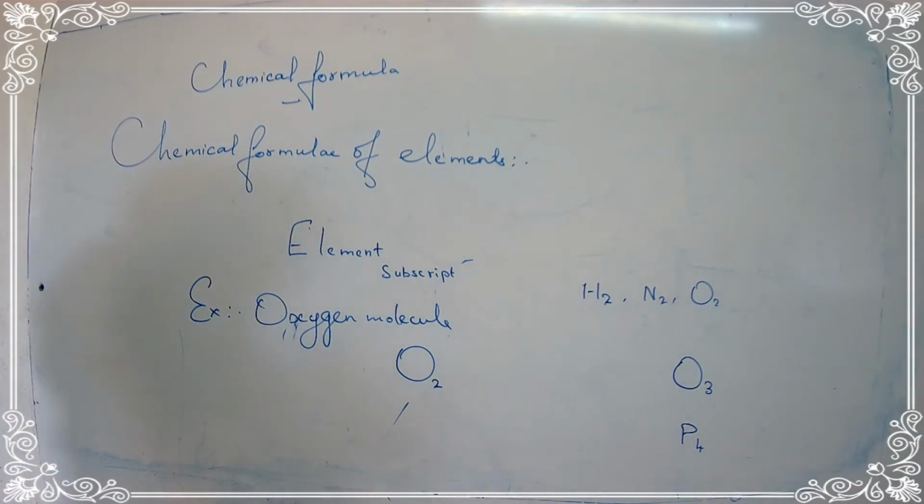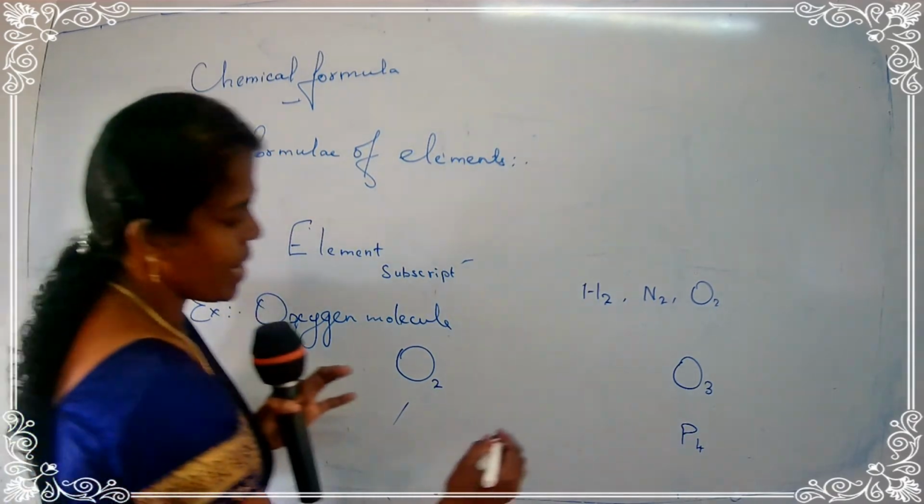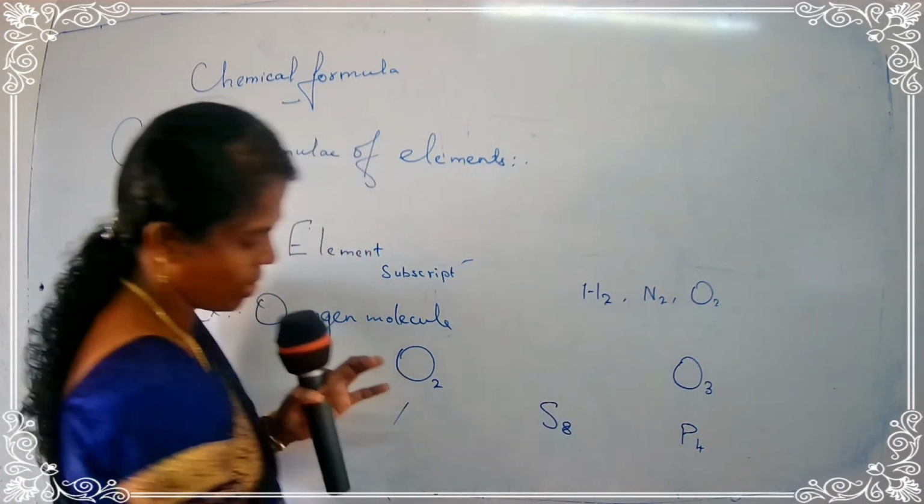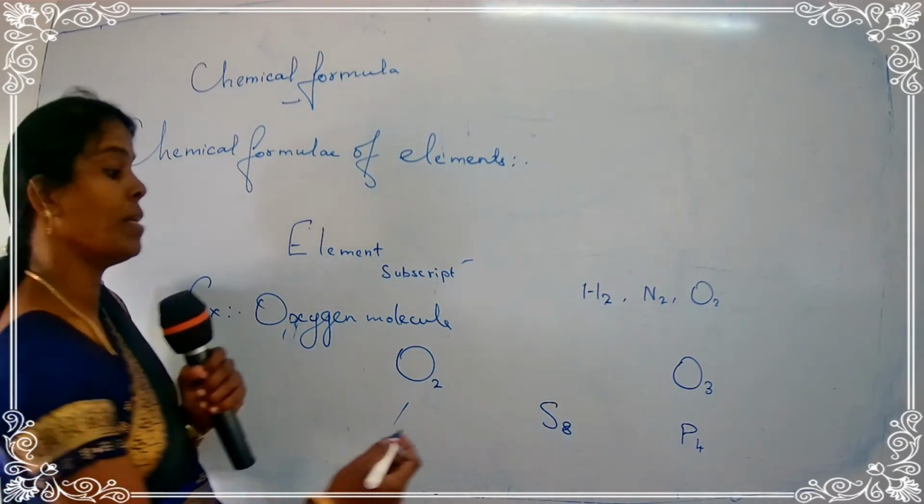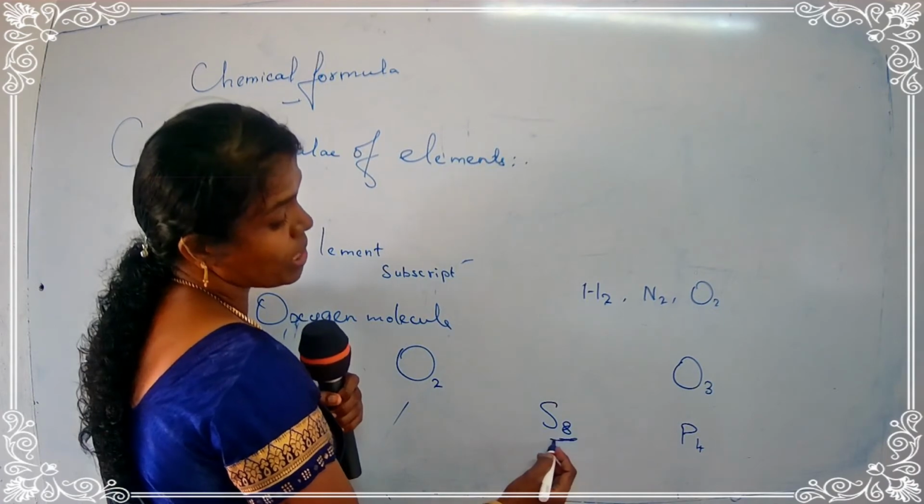Then the next element is sulfur. That element has an atomicity. How many atoms does sulfur have? S8. So here the element sulfur has an atomicity of 8.